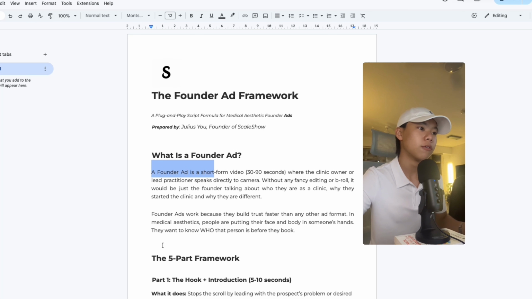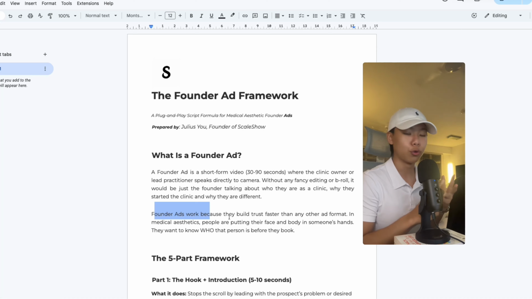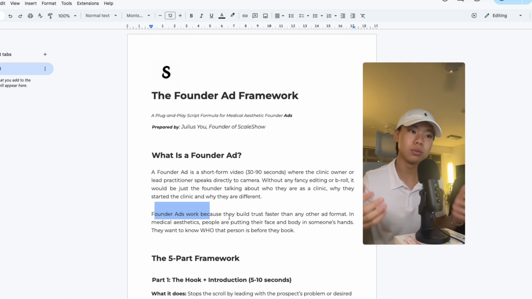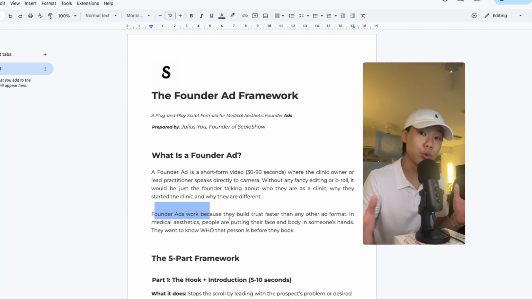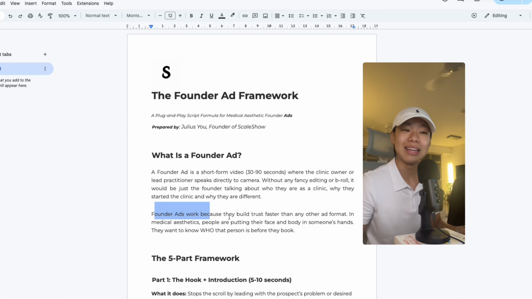All right. Founder ads work because they build trust faster than any other ad framework, for example image ads or your normal treatment videos that you post as an ad. So it works better than both of those ad formats combined. In medical aesthetics, people are putting their face and their body in someone's hands, so they want to know who that person is before they book.